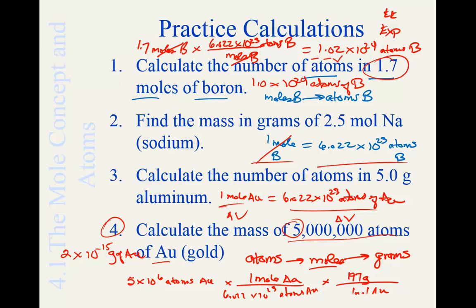So does that sound reasonable? Yeah, it sounds reasonable because a mole of gold is 6.022 times 10 to the 23rd, and we only have 5 times 10 to the 6th. So we definitely have a much smaller quantity than what's in a mole. All right, let's move on.